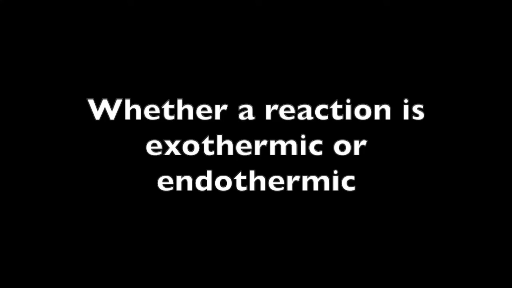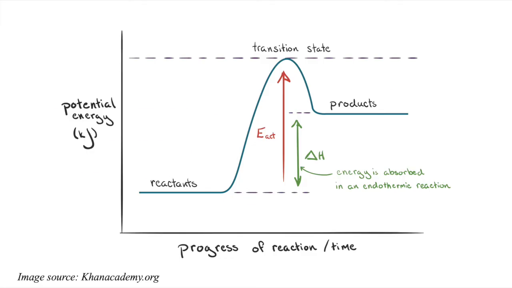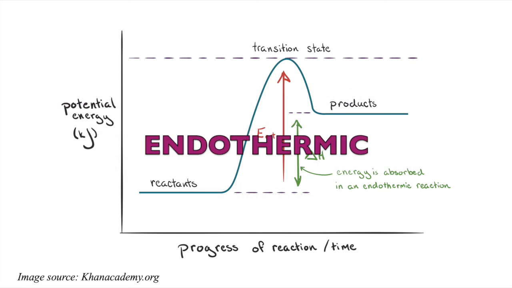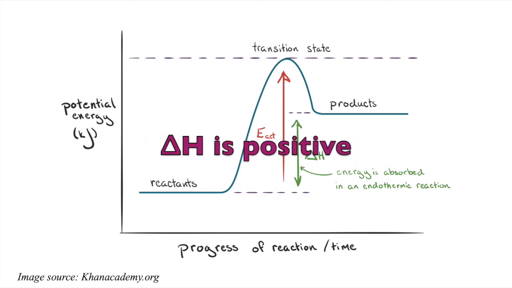Whether a reaction is exothermic or endothermic is going to depend on the balance of energy required to break bonds or attractions and the energy required to form bonds or attractions. If the energy that's needed to break the old bonds and attractive forces is greater than the energy released when new bonds and attractions are formed, the reaction will be endothermic and delta H will be positive. We can see this in an endothermic reaction energy diagram.